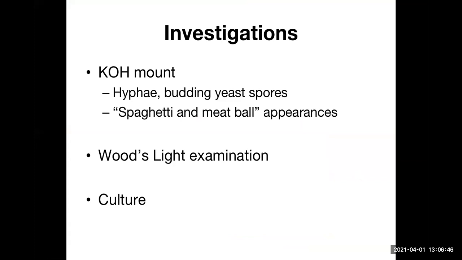Now, what investigation would we like to do? So the first one is a KOH mount. This KOH mount or KOH preparation, we say, will give us the diagnosis. So how do we do that? We take a scraping from the skin and do a KOH mount, and we see under the microscope. We'll see hyphae and budding yeast spores, just like a spaghetti and meatball appearance. So let us see what that spaghetti and meatball appearance looks like.